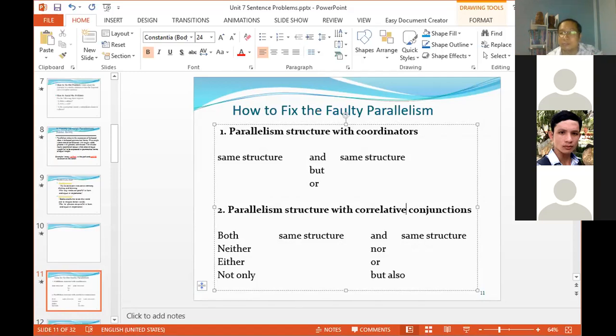But if you don't follow the same structure on both sides, we call it what? Everybody? Faulty parallelism. Yeah, faulty parallelism. If they don't follow the same structure here.